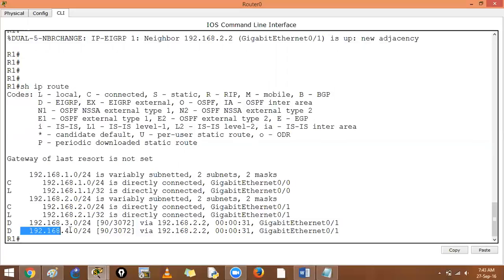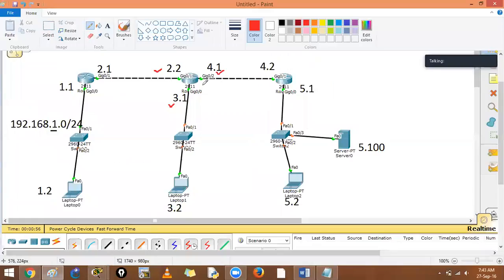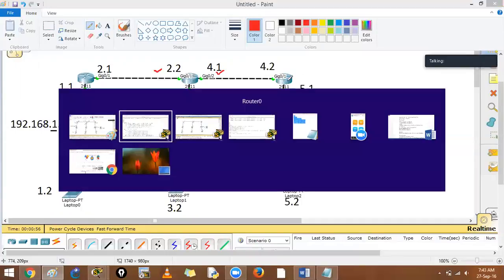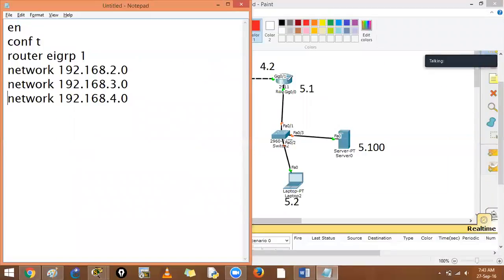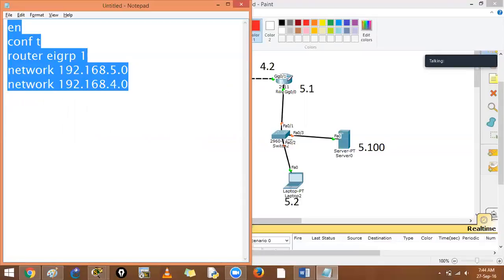Now, as of now, we are not able to see the fifth network. Why? Because R3's configuration is yet to be done. We have done the configuration here, but here the configuration is still to be done. So let us write the configuration of R3. Router 3 will have two network statements: 4.0 and 5.0. So network 4.0 and 5.0, I want to run EIGRP over here.